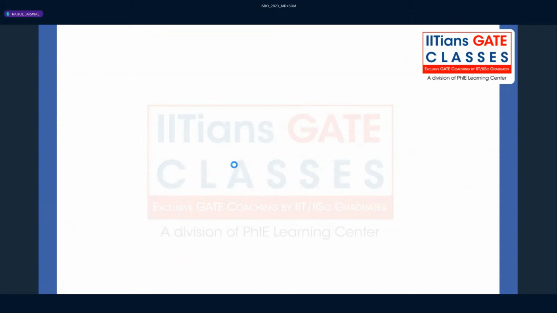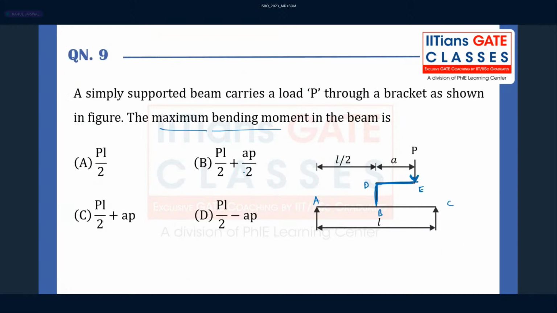Here when you see the option, I think there is a mismatch in the option. So here there has to be some half. Note down, C will be correct.